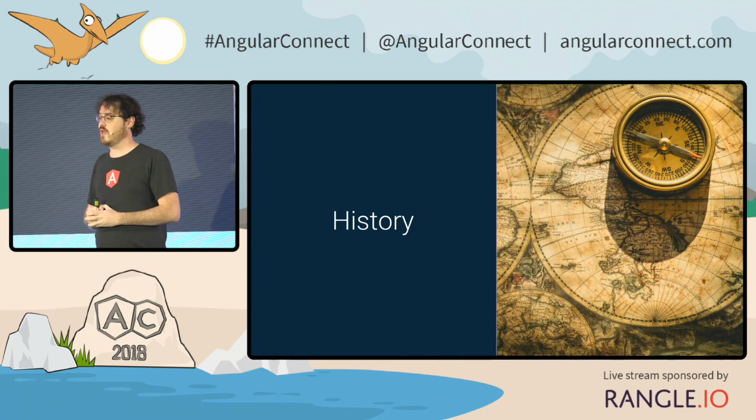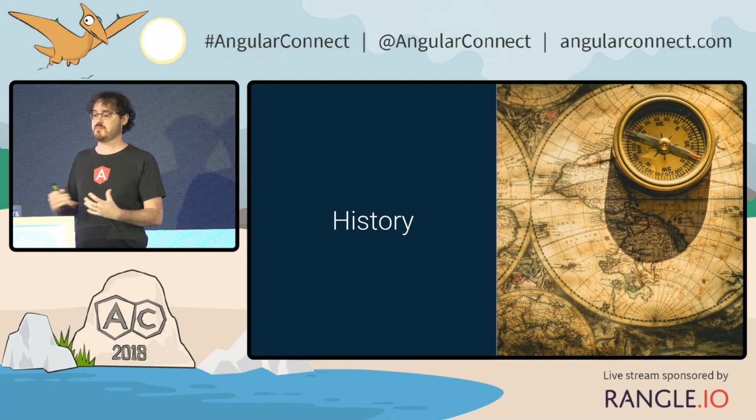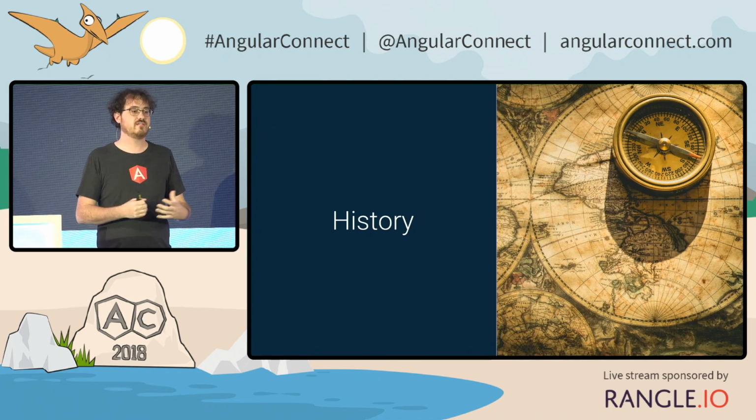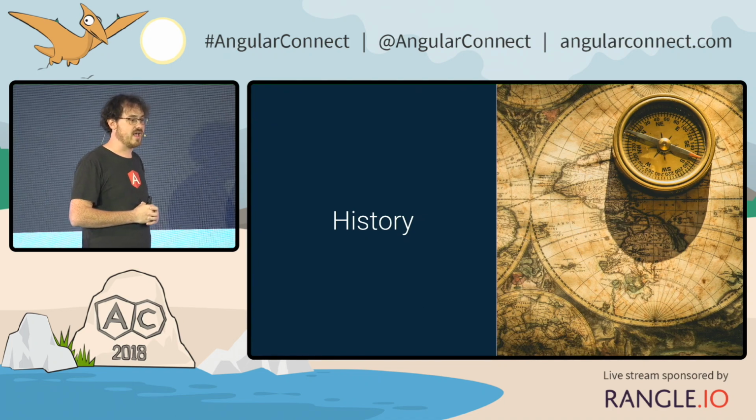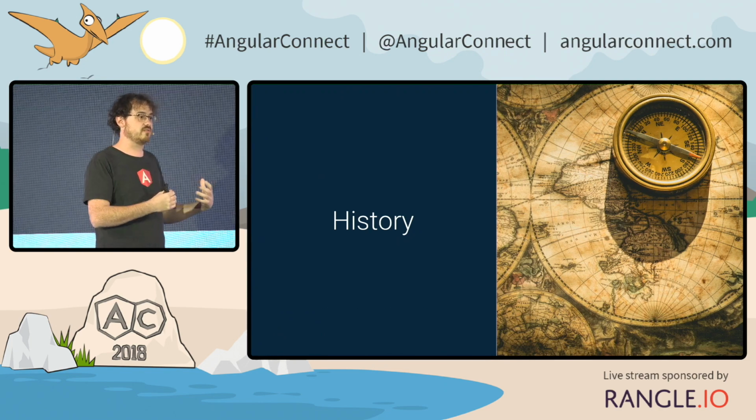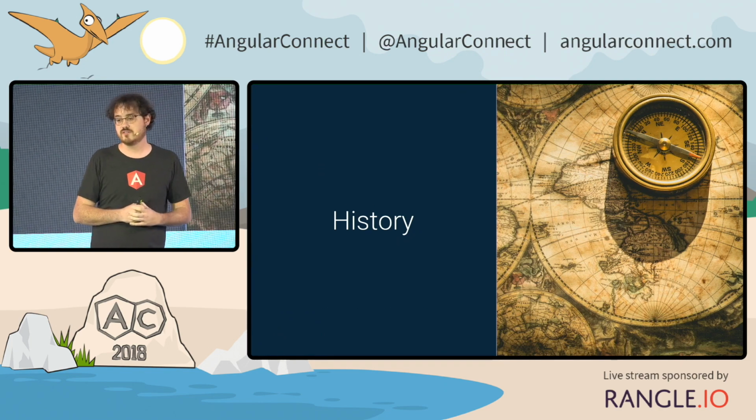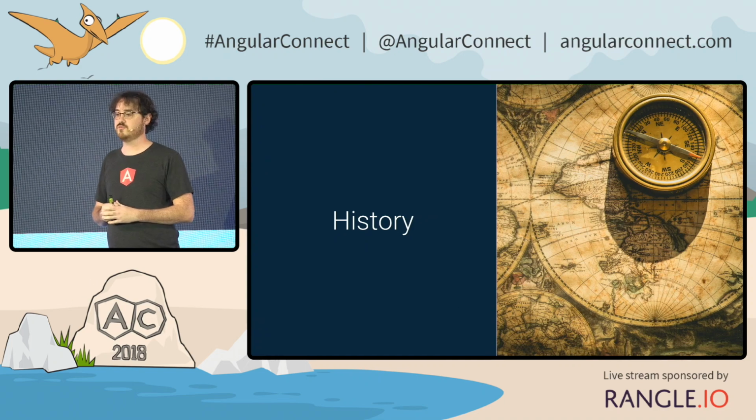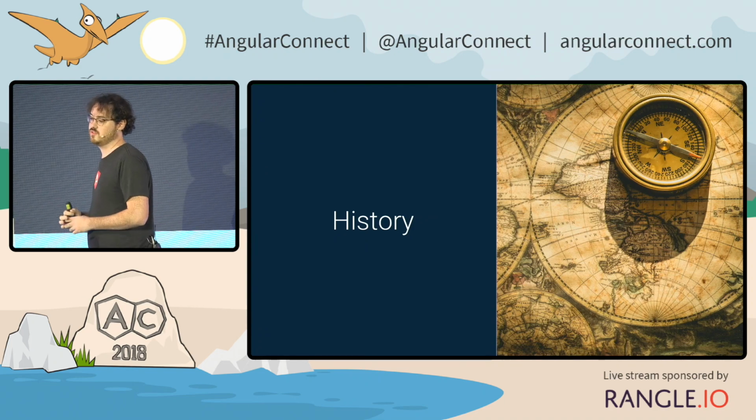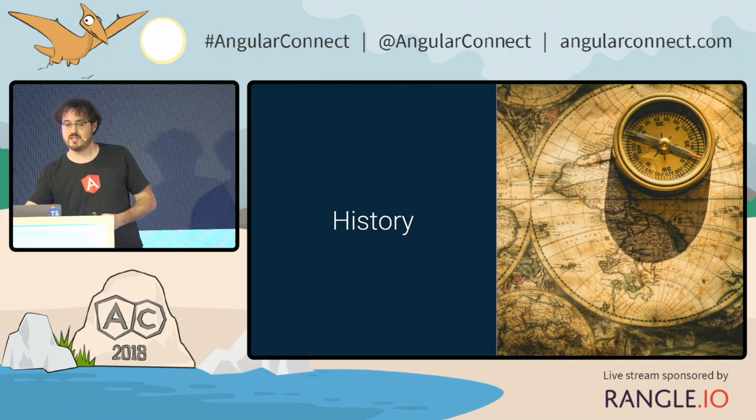And I'm going to start doing that by talking a little bit about where we're coming from. To get the best perspective on Ivy, we need to understand how Angular has worked in the past. And so we're going to look at the two previous rendering architectures, the template compiler from Angular 2.0 and the view engine that replaced it in 4.0 and is still in use today.